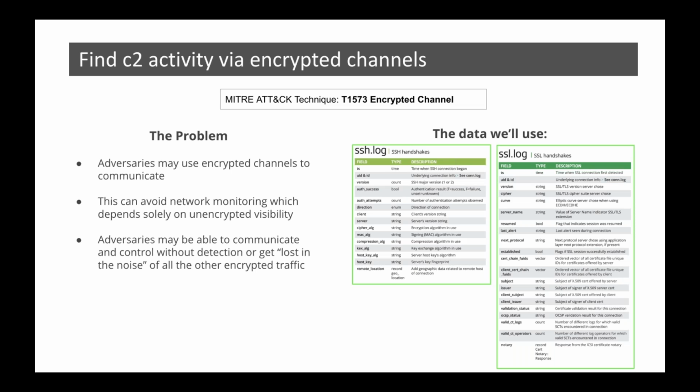It makes it a lot harder to see if we're just depending on unencrypted visibility, if we're detecting using just signatures and expecting that we'll be able to see all of the activity over the wire. Then adversaries may be able to communicate or get lost in the noise of all the encrypted traffic, and there's not much, traditionally, that network monitoring tools would be able to do. So in this case, we're going to use a couple other logs, the SSH log and the SSL log.